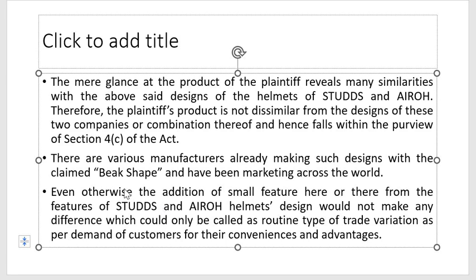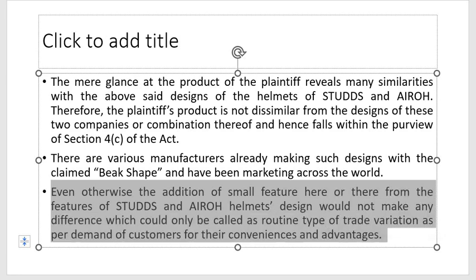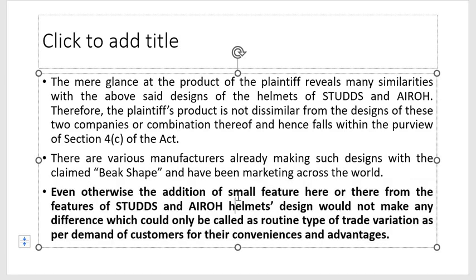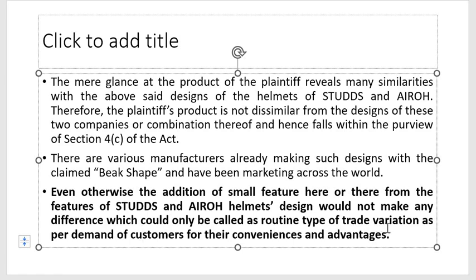This is the most important thing. Even otherwise, the addition of a small feature here or there to the design would not make any difference, and it will be a routine trade variation. That's all. This is the crux. This is very important. As I told you, it should appeal to the eye. It should not be only a visual thing. It should appeal. So small additional features here and there will not give you originality. It will be a trade variant as per the demand of the customer. That's all.